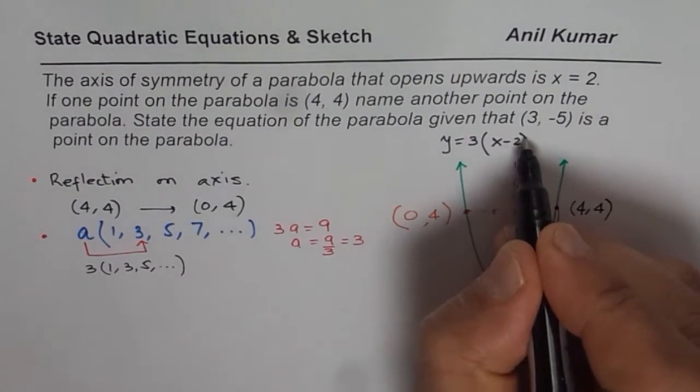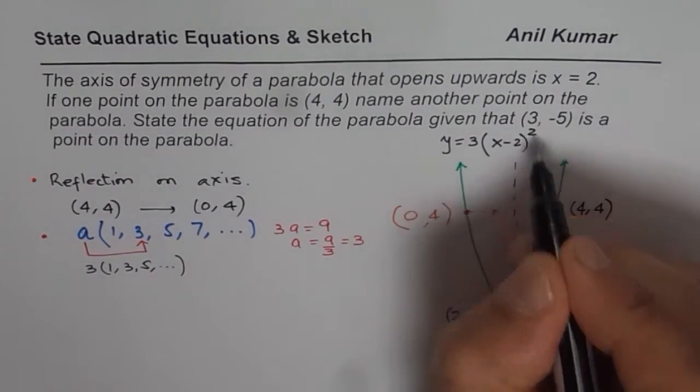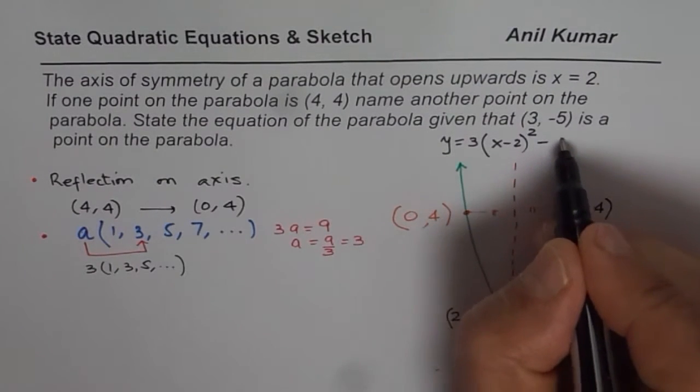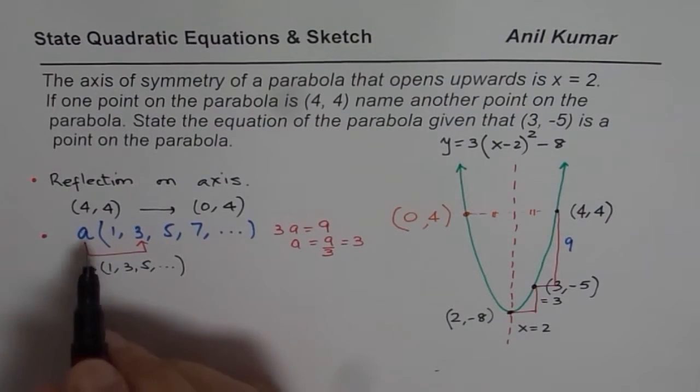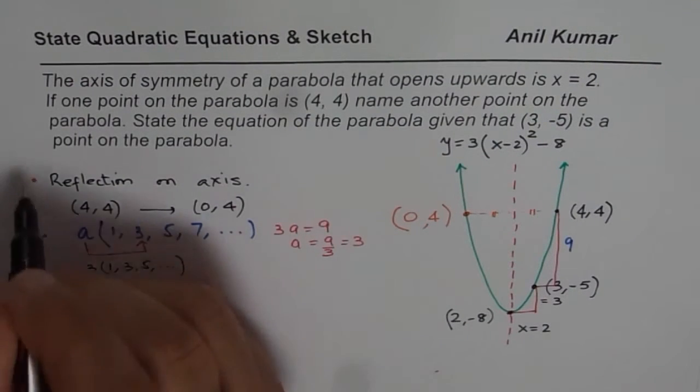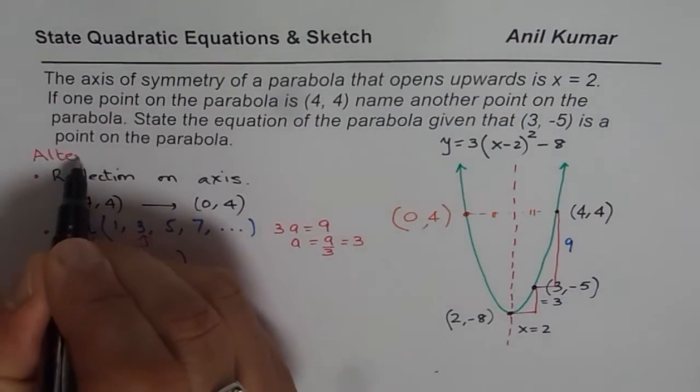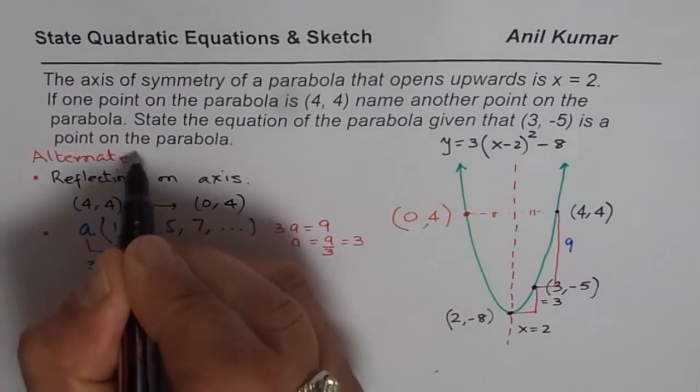X minus 2, that is the axis, right? And the y value is minus 8. So that becomes the equation in vertex form if we adopt this method of working. Now, we'll adopt the second method for finding the equation, which is a more standard way of finding it. Normally this was the alternate method. So all this was the alternate method, which I wanted to share with my students.